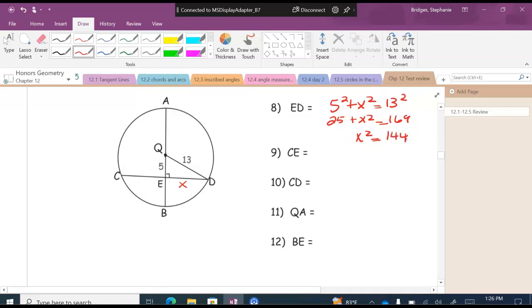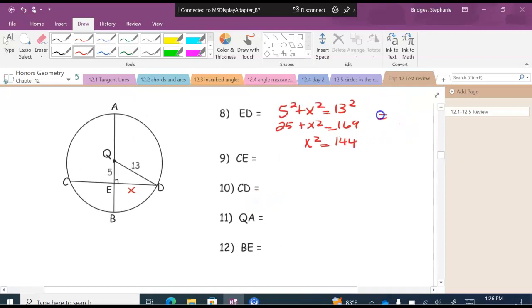So you guys got what? 12, okay. So ED is going to be 12. Which means CE is also what? 12. And then CD would be the whole thing, which would be 24.